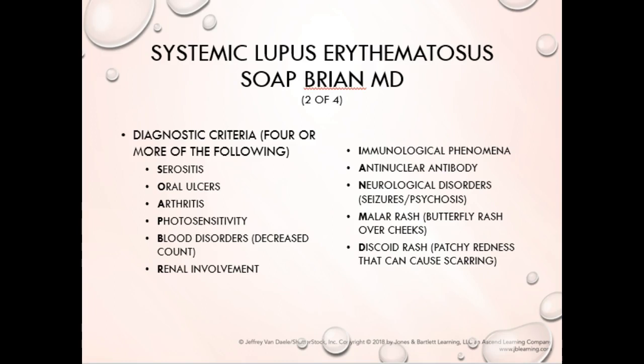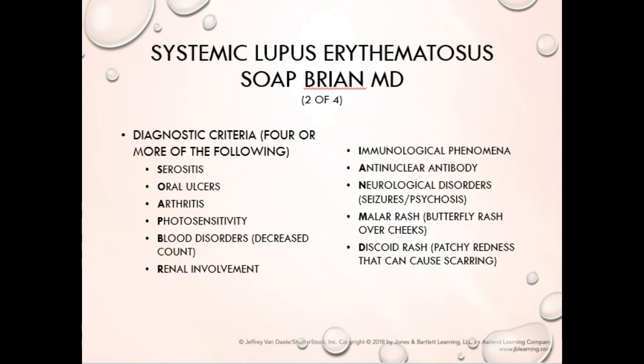There's a nice mnemonic, SOAP BRAIN MD, that gives you the diagnostic criteria for SLE, and you need to have 4 or more of the following to have a diagnosis of this. So serositis. This is when the serous membranes of the internal organs can get infected and inflamed. Itis, once again, as an ending or suffix, denotes inflammation. So that means the lining around the heart, the lungs, and the abdominal organs. So I wanted to explain that.